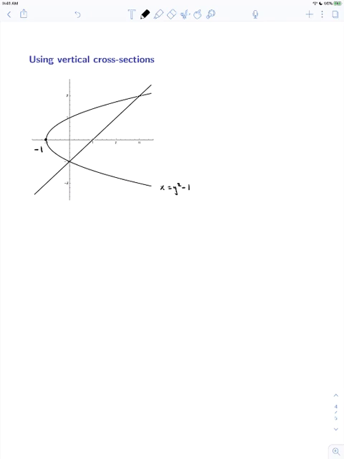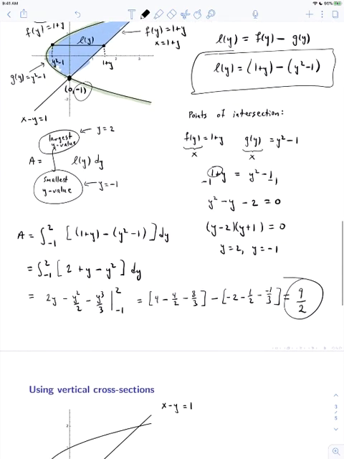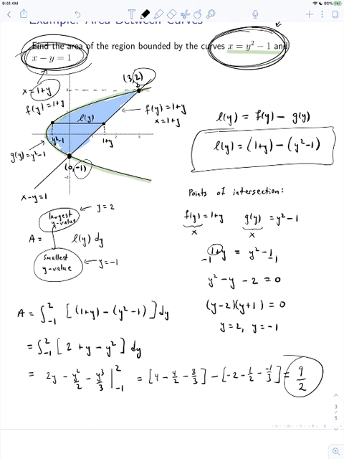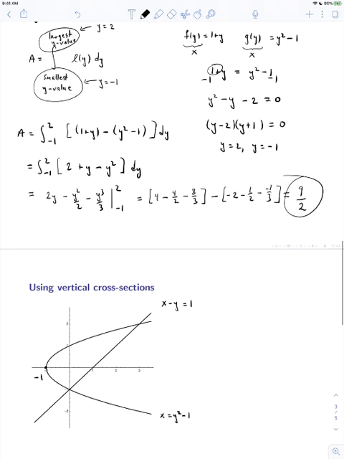That's the parabola. What about the line? Well, the line, you may recall, had equation x minus y is equal to 1. Just to remind ourselves that that's what the equation was. X minus y is equal to 1.